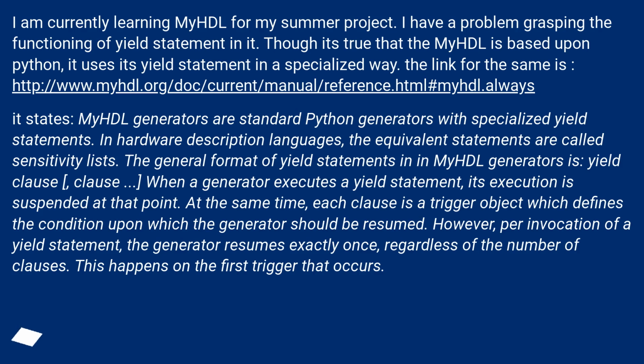It states, MyHDL generators are standard Python generators with specialized yield statements. In hardware description languages, the equivalent statements are called sensitivity lists. The general format of yield statements in MyHDL generators is yield clause. When a generator executes a yield statement, its execution is suspended at that point. At the same time, each clause is a trigger object which defines the condition upon which the generator should be resumed. However, per invocation of a yield statement, the generator resumes exactly once, regardless of the number of clauses. This happens on the first trigger that occurs.